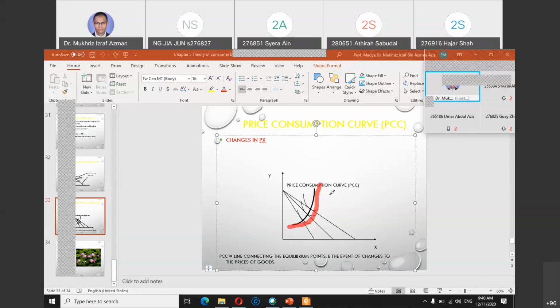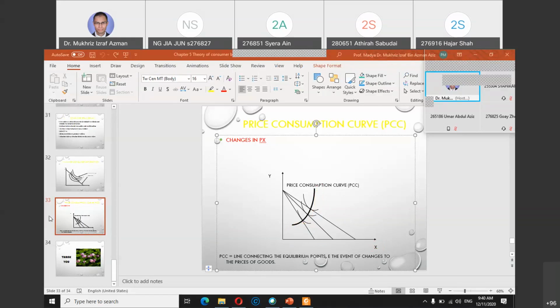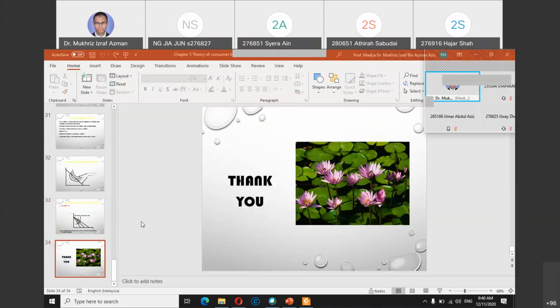So in this case, this PCC is the line connecting the equilibrium points when the price of X changes. PY remains the same. So this is what the price consumption curve is. So we have finished topic number 5.